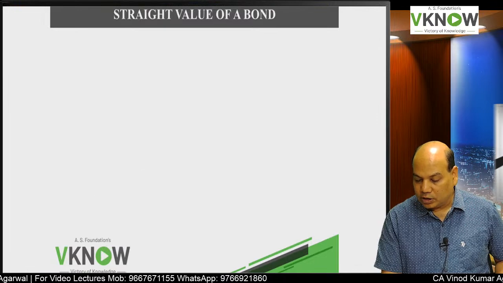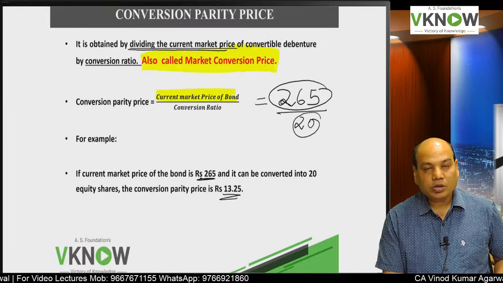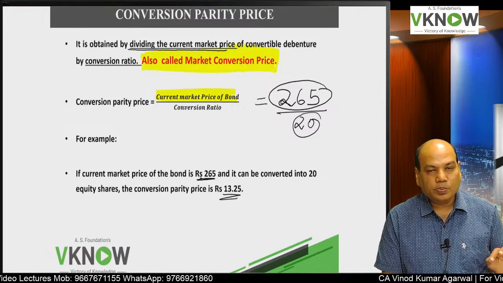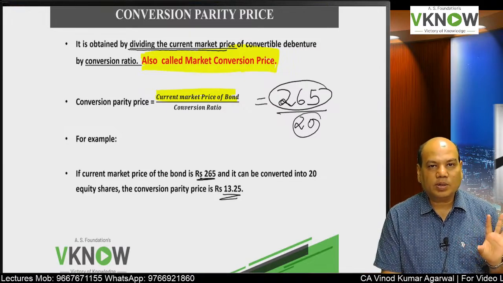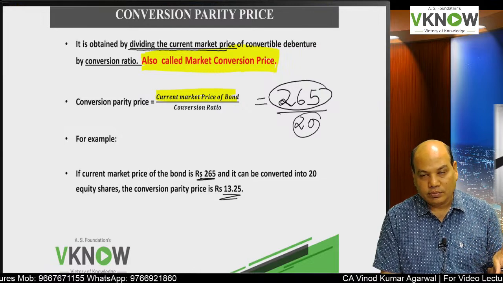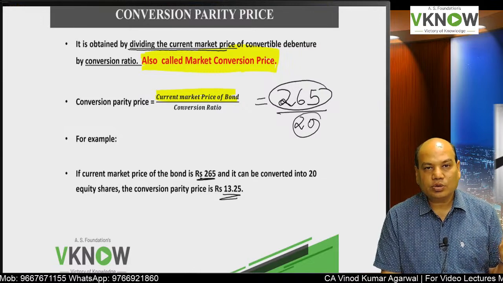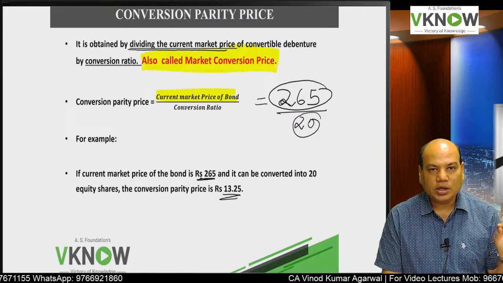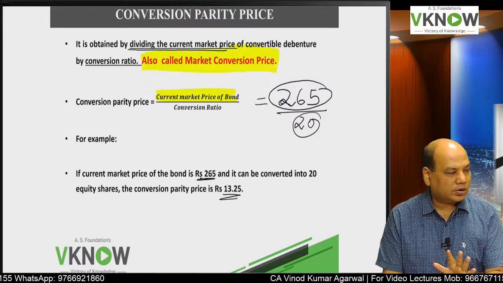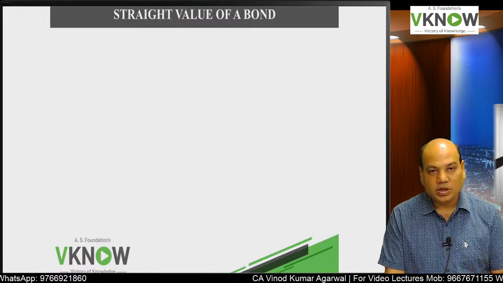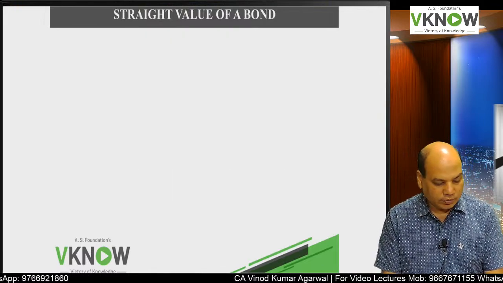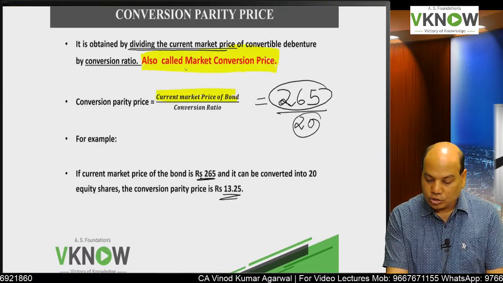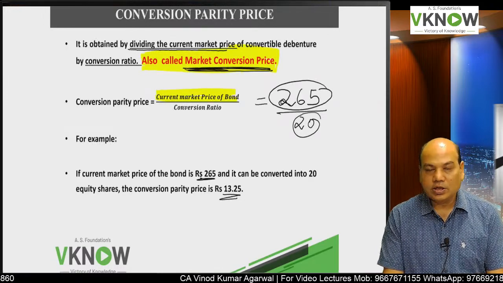So effectively you are paying 13.25 per share by buying a bond at 265, which gives you a right to convert into 20 shares. It is equivalent to paying 13.25 per share. That is called conversion parity price, also called market conversion price.